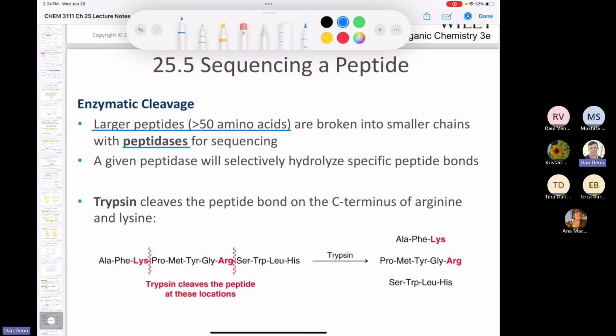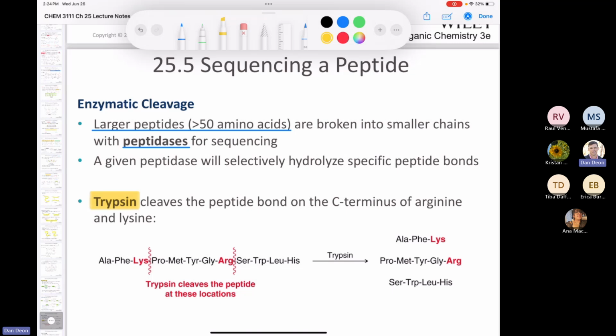If you've studied biology and you know what an enzyme is, you know that a lot of them end in 'ase'. A peptidase is going to hydrolyze a peptide bond, but a given peptidase is going to hydrolyze specific peptide bonds. The first one that we look at is called trypsin. And we also look at chymotrypsin. That's on the next slide.